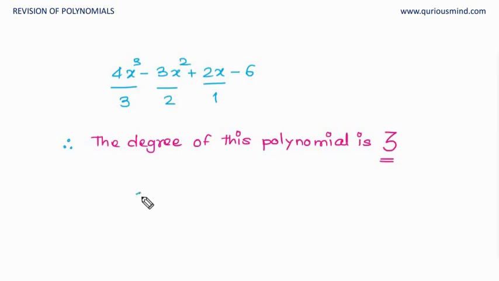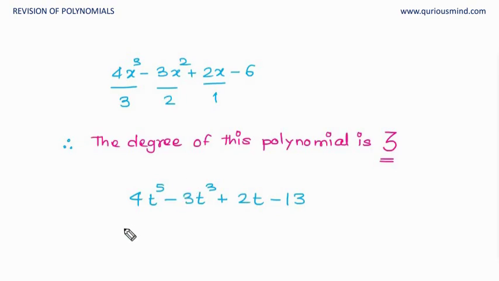So if I have 4t⁵ − 3t³ + 2t − 13, now here this is a polynomial in variable t. And what are the powers of t? Here it is 1, 3 and 5. What is the maximum power? 5. So the degree of this polynomial is 5.